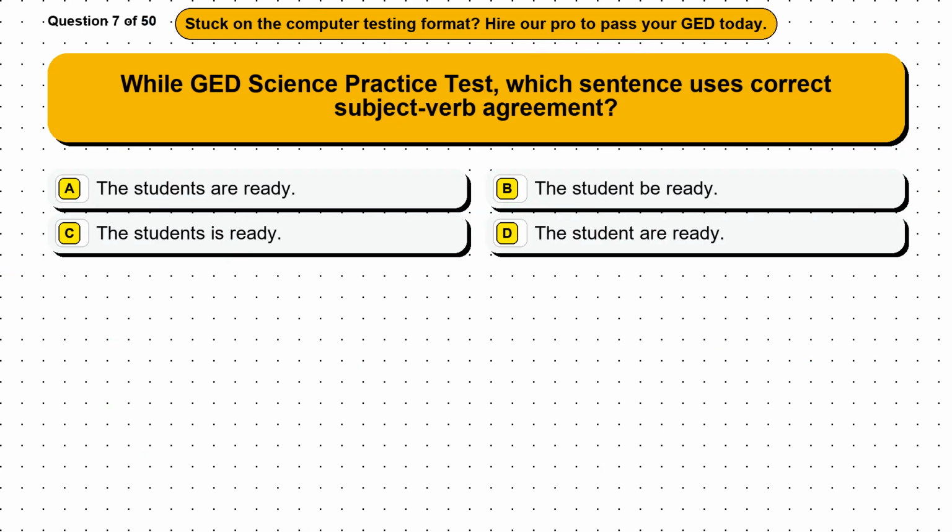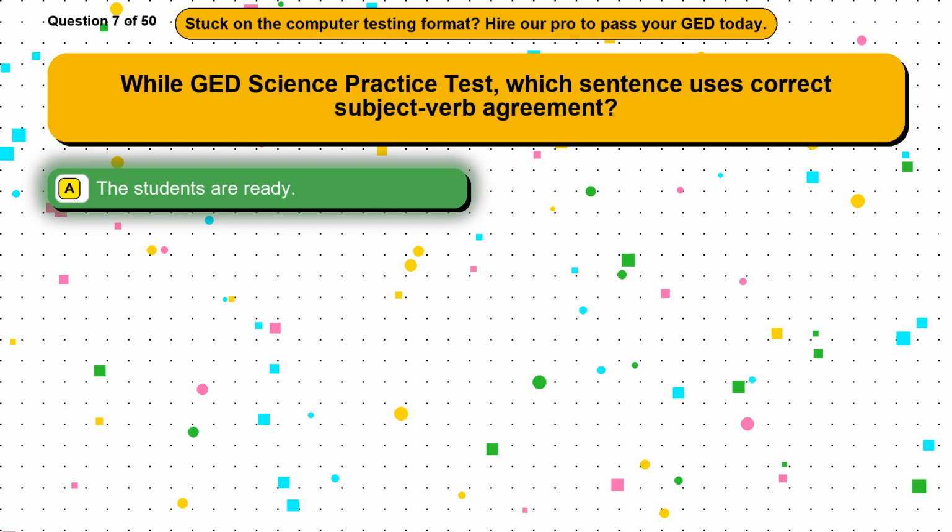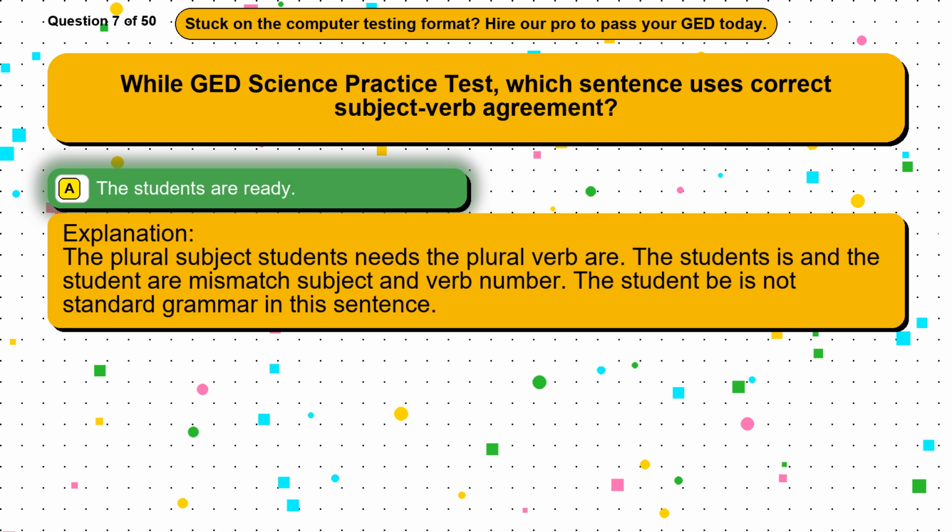Question 7. While GED Science Practice Test, which sentence uses correct subject-verb agreement? Option A. The students are ready. Option B. The student be ready. Option C. The students is ready. Option D. The student are ready. The correct answer is option A. The students are ready. The plural subject students needs the plural verb are. The students is and the student are mismatch subject and verb number. The student be is not standard grammar in this sentence.